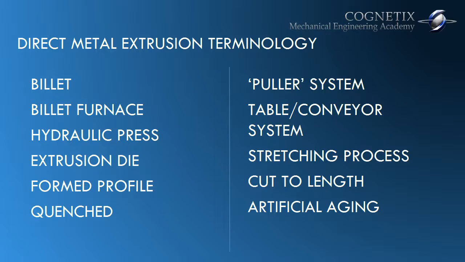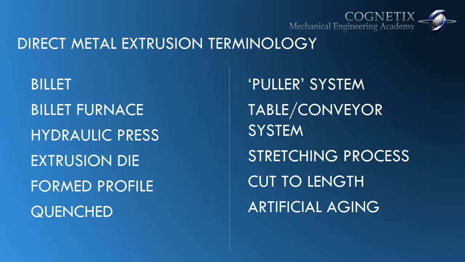We then have the hydraulic press, which takes care of extruding the raw material through the extrusion die. The extrusion die is that piece which has the profile or the cross section that is to be extruded. The formed profile is, of course, the resulting extrusion with the specified cross-section. To quench something is to cool it in a controlled form to relieve stress and acquire certain mechanical properties of the raw material. A puller system is placed after the extrusion system, and it pulls the extrusion away from the hydraulic press. The puller system takes the extrusion onto a table or conveyor system.